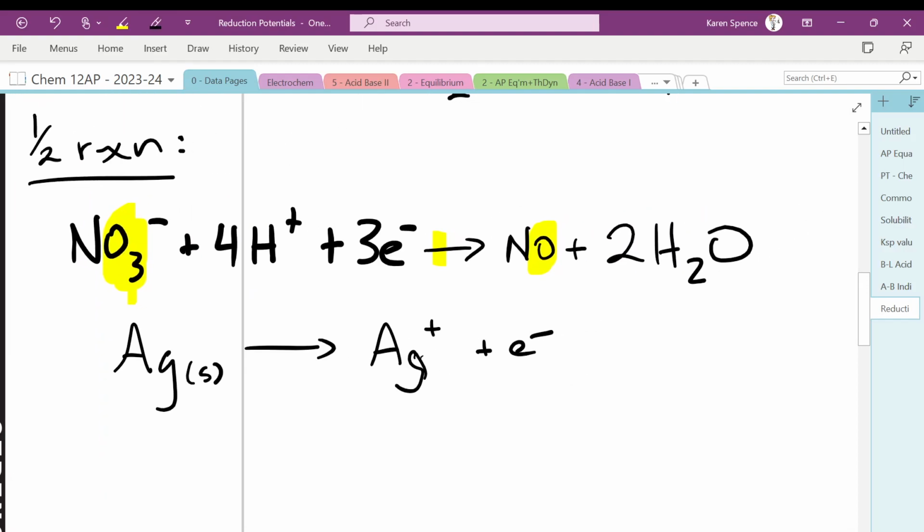Okay, and now we look at that and we say, what is my overall reaction? How do you find an overall reaction when you have 2 half reactions? You multiply and add. Yes, who are we going to multiply? This one, we have to multiply it by 3. So we would end up with, do I need to do the addition or are we good? Daniel, are we good? Yeah? Okay, cool. Excellent.